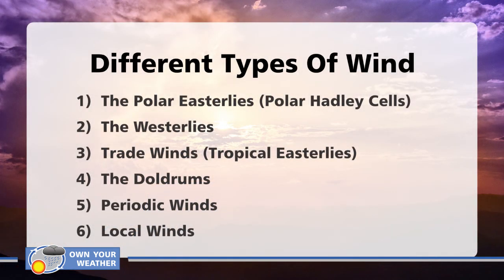Various criteria are used to classify the different types of wind, including scale, how big it is, location, where it occurs, as well as its specific characteristics. So the 6 different types of winds are the polar easterlies or polar Hadley cells, the westerlies, trade winds or tropical easterlies, the doldrums, periodic winds, and local winds.